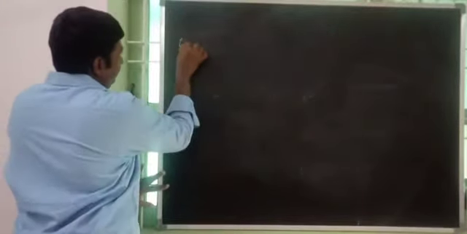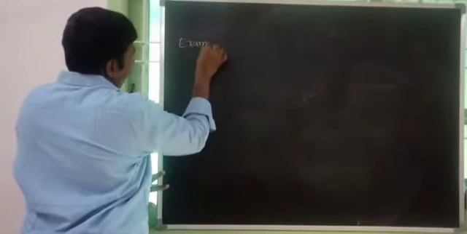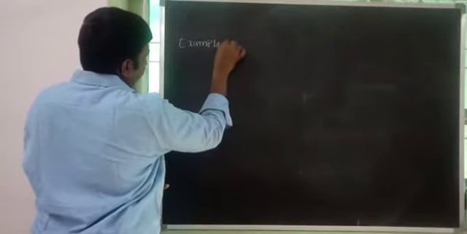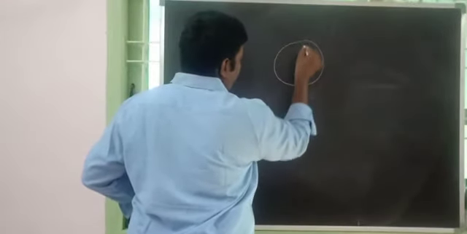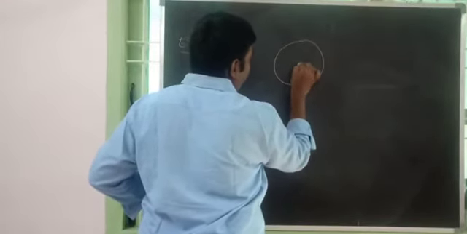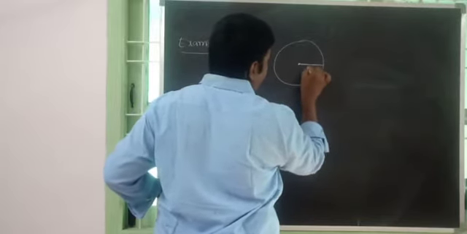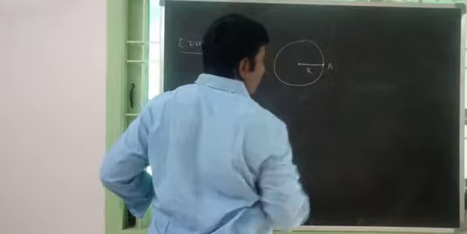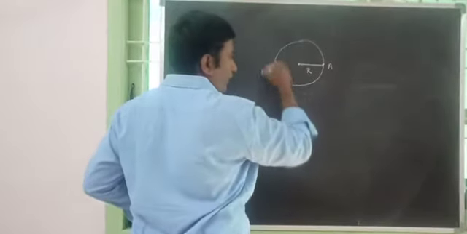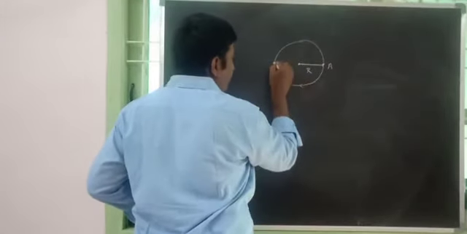So next example which we are going to take. If a person is moving in a circular path of radius r, he has started from this point A and then he reached point B.